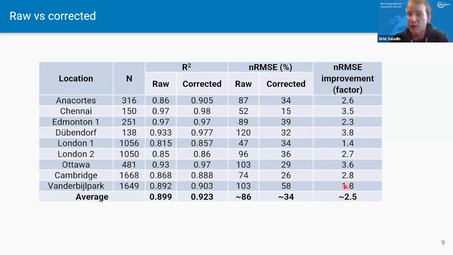But we also see a variation. For example, in London, Marylebone Road, the improvement factor is 1.4, which is still significant, but it's lower than, for example, in Dübendorf, in Switzerland, 3.8. So there are differences between different locations.